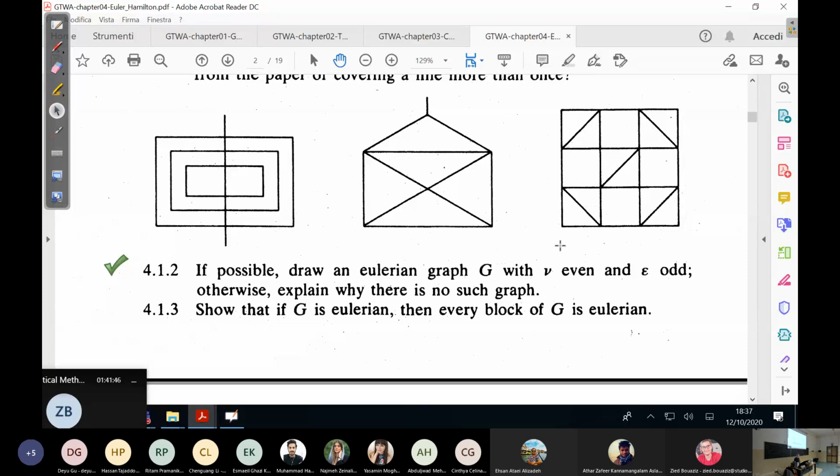And now a problem which turns out to be not so easy. You must have imagination. So, 412. If possible, draw a Eulerian graph G with n even and epsilon odd. Otherwise, explain why there is no such graph. So here they do not tell you whether such a graph exists or not.